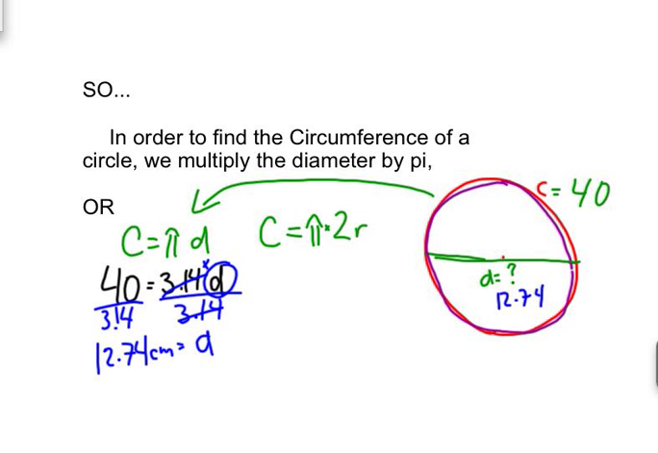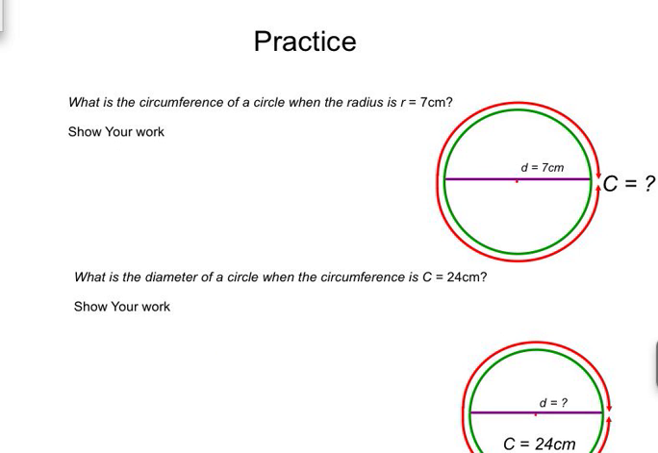So what I would like you to do, here are two questions for you to try on your practice. What is the circumference of a circle where the radius is 7? So you're going to be finding what the circumference is. Circumference is equal to pi times diameter. So in this case, over here on this circle, you have your diameter and you have your pi, but you do not have your circumference.